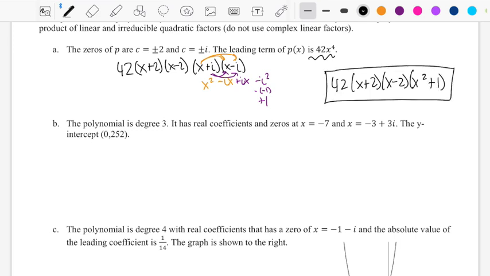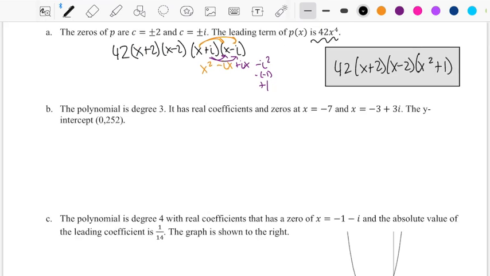So then when we have this, this is our irreducible factors, okay? And then when we have these irreducible factors, we can be done. We just need to make sure that our a is where it needs to be. Now it tells us that the polynomial is degree 3. Remember, that means we're going to have an x to the third. It has real coefficients and zeros at x equals -7. So this would be this factor. And x equals -3 plus 3i. Okay, so that would be x minus -3 plus 3i. x plus 3 minus 3i.